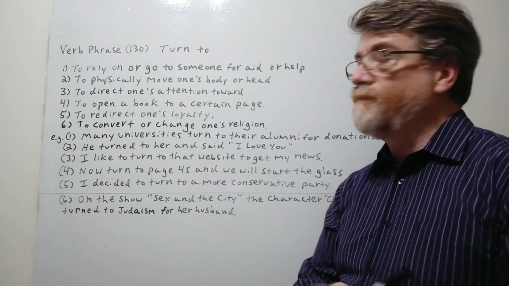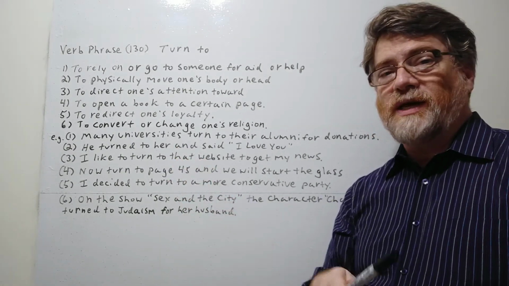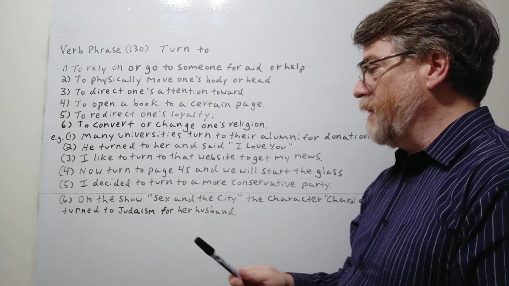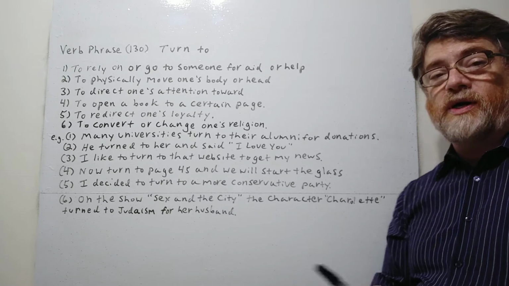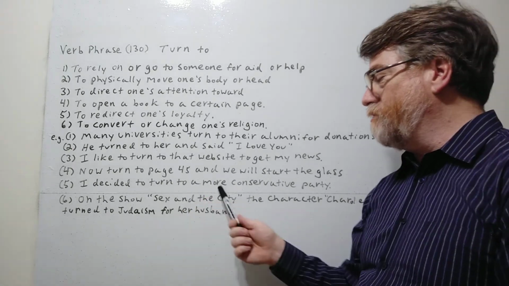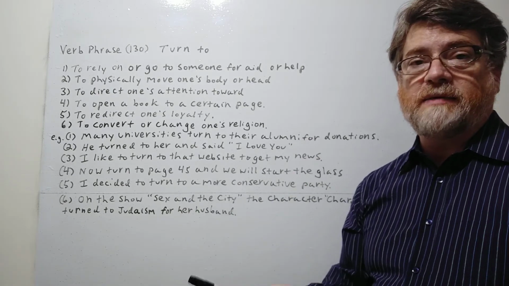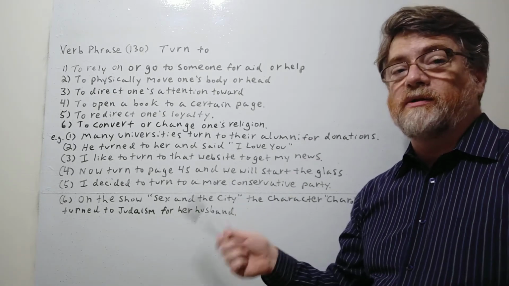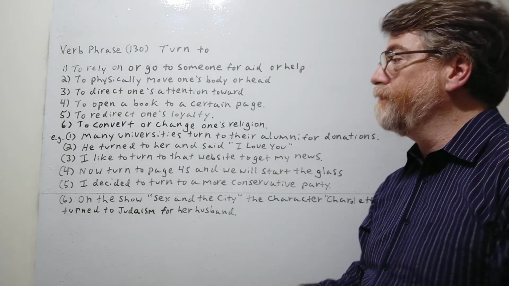All right, number 5, to redirect one's loyalty. So kind of like you're changing your loyalty. Number 5 here, I decided to turn to a more conservative party. This could be a political party. Of course, you could go either way. You could decide to turn to a more liberal party or the libertarian party. Really doesn't matter, but you're changing your loyalty. So you're turning to another party, to another group.